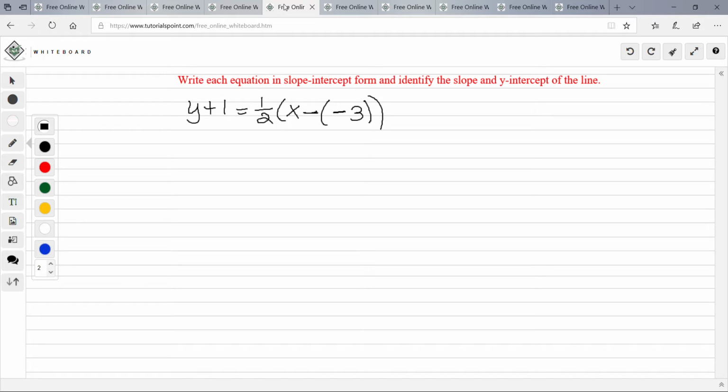Okay, so it says, write each equation in slope-intercept form and identify the slope and y-intercept of the line. So they just want this. We want it in y equals mx plus b form, because they want it in slope-intercept form.